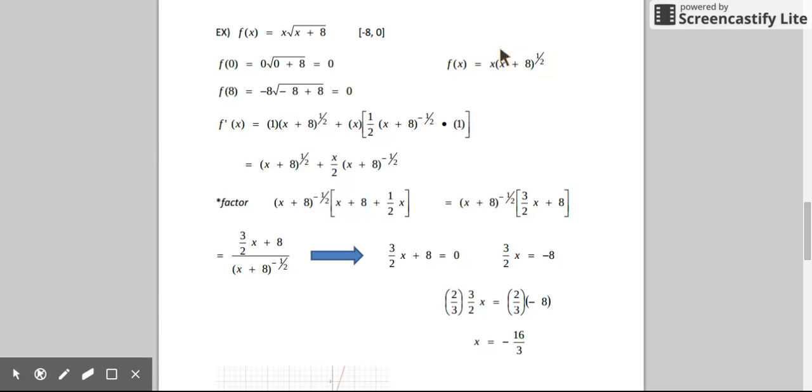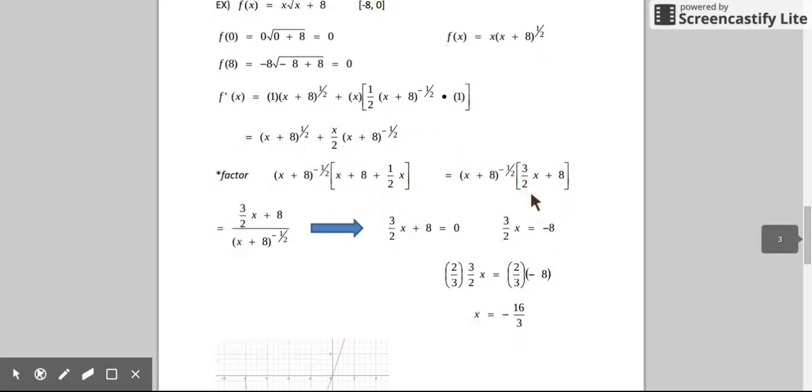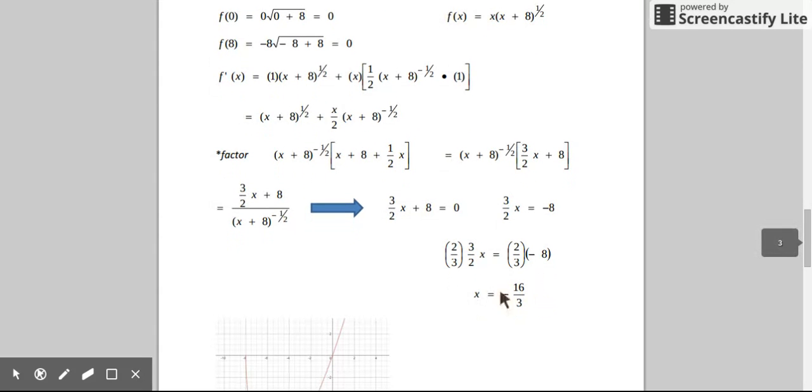It might help to rewrite the function first in this form without the radical, and then find the derivative using the product rule. And there are a lot of different ways to simplify and solve. This is just one way. But eventually we find our solution. The point at which some extrema is occurring happens at x equals negative 16/3.